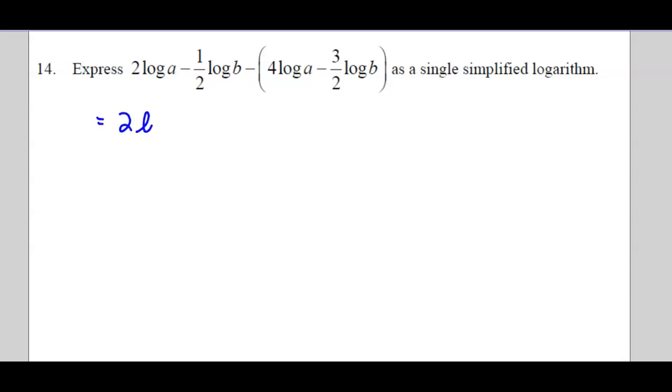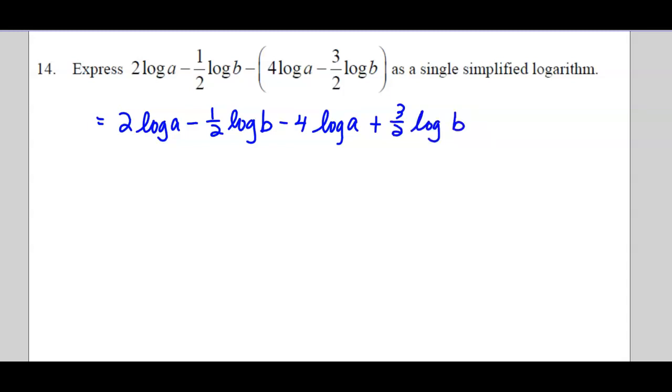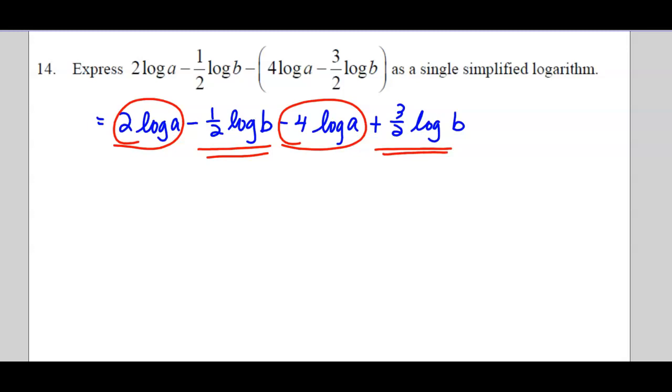So for example, if I get rid of the brackets, okay, that just becomes adding. Then I've got like terms. It's like back to math 10, math 9, or whatever. And you have like terms, and you circle, underline. 2 log a minus 4 log a is negative 2 log a. Negative a half log b plus 3 half log b is just 1 log b, which is log b.